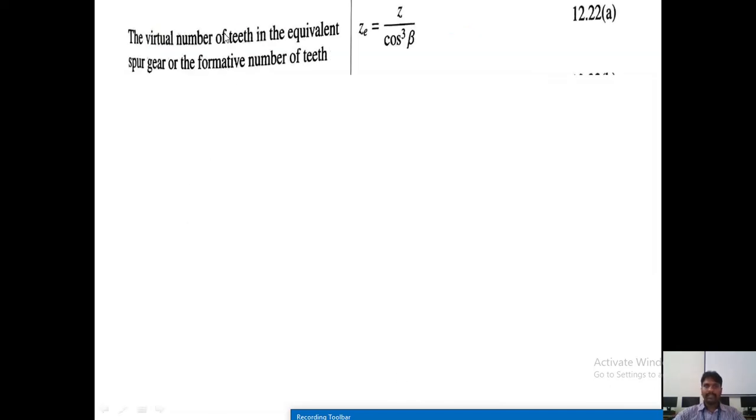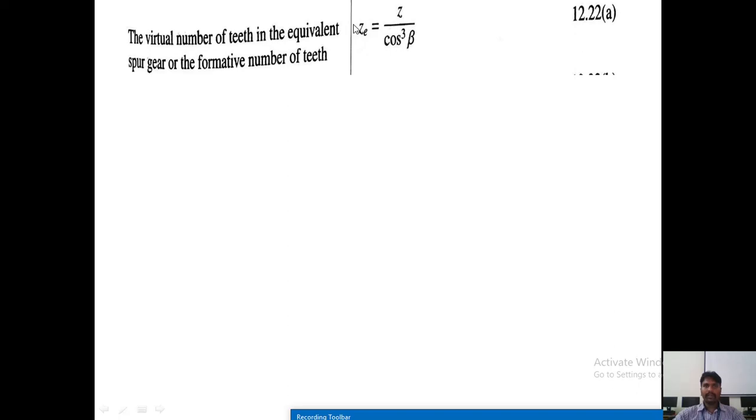But in this case we need to design the helical gear equivalent to a spur gear, so we need to follow the procedure of the spur gear, so that the virtual number of teeth in the equivalent spur gear, or the formative number of teeth, is given by the equivalent number of teeth.